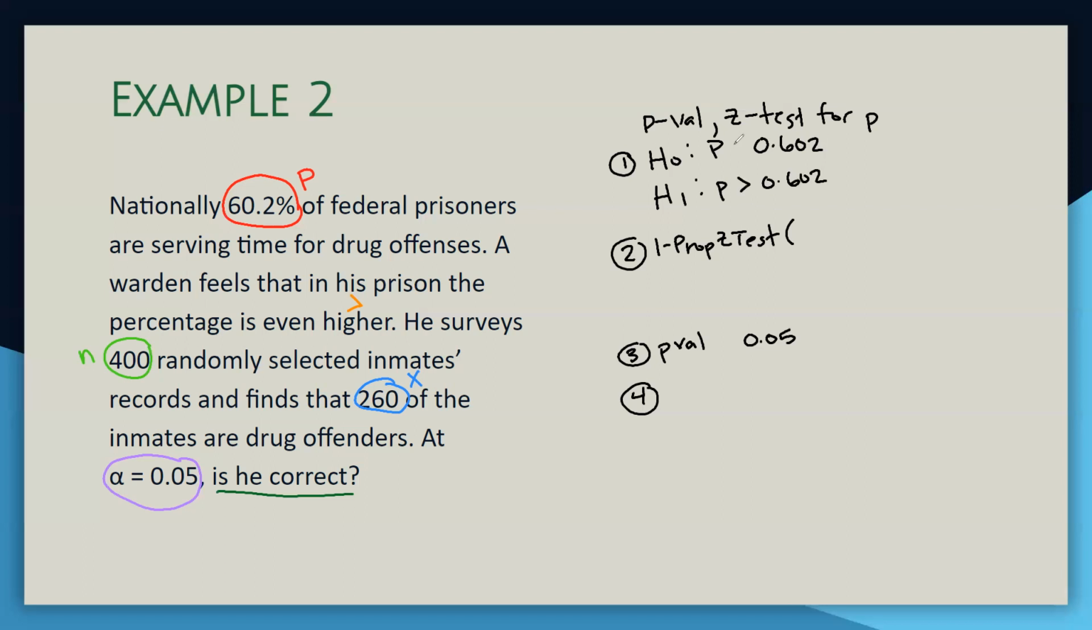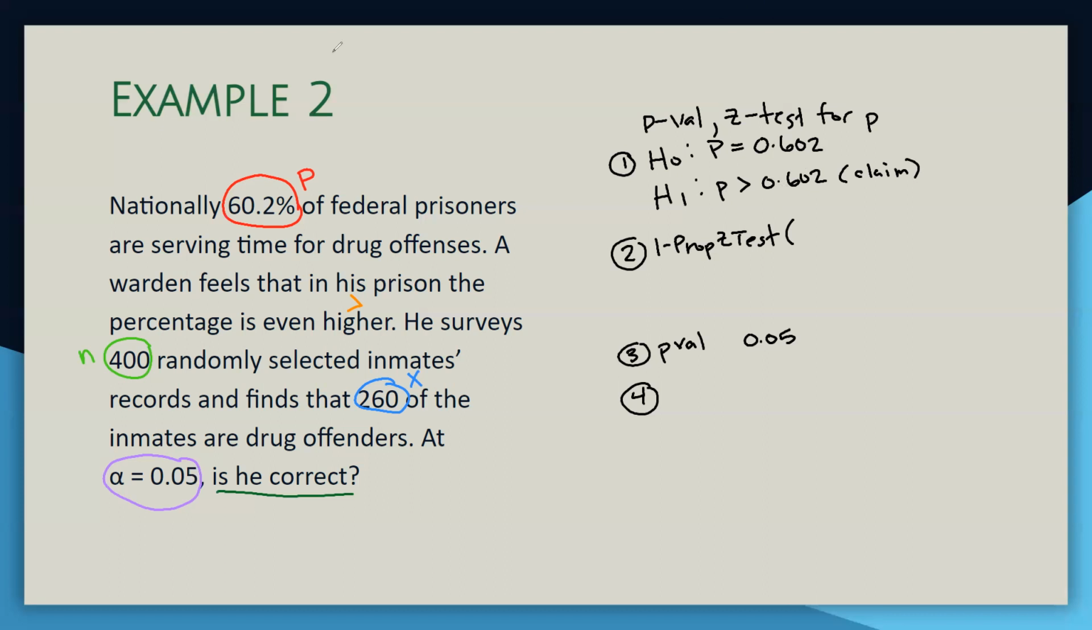I'm going to default to equals in my null. If you use less than or equal to, that's also fine. And he's claiming it's even higher. So that's the thing we're interested in testing. Is he right about the percentage in his proportion being higher?